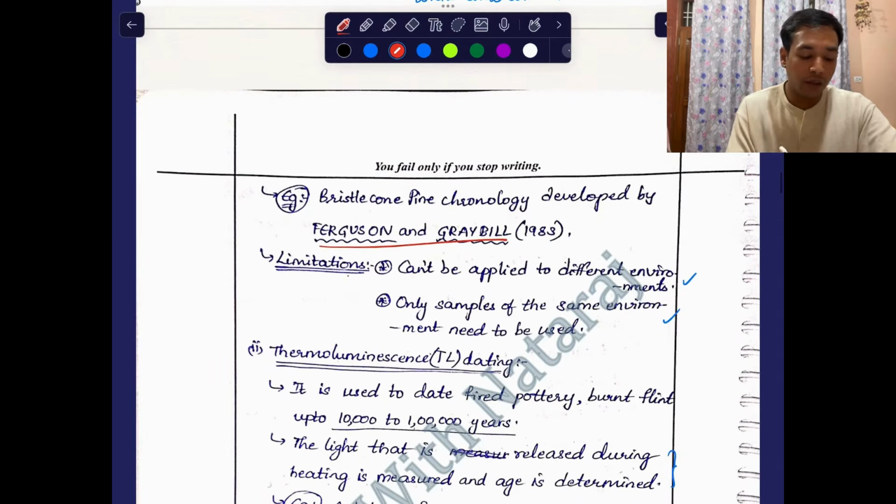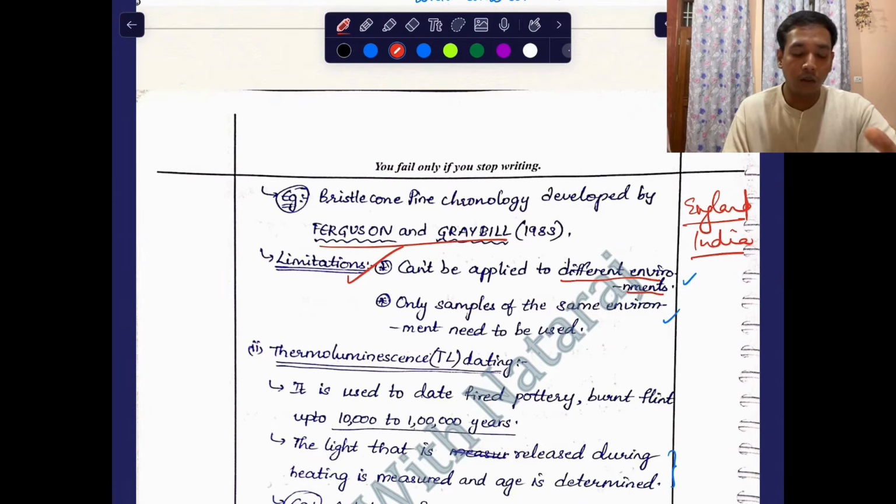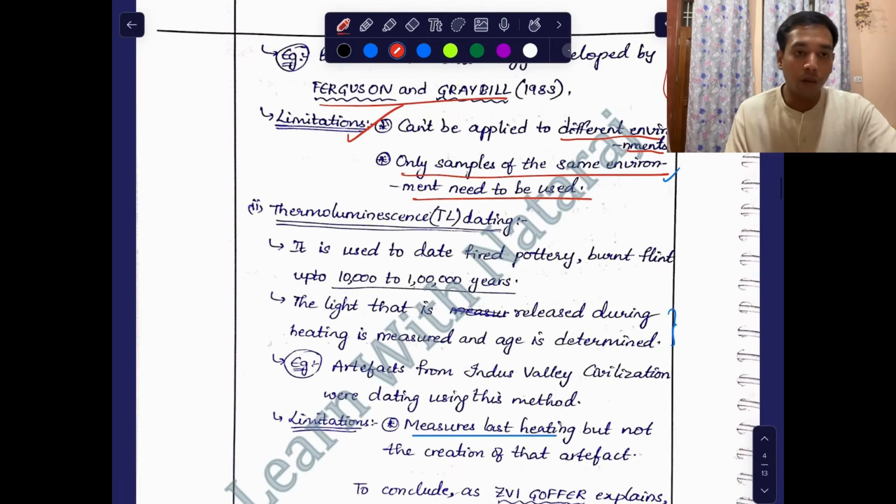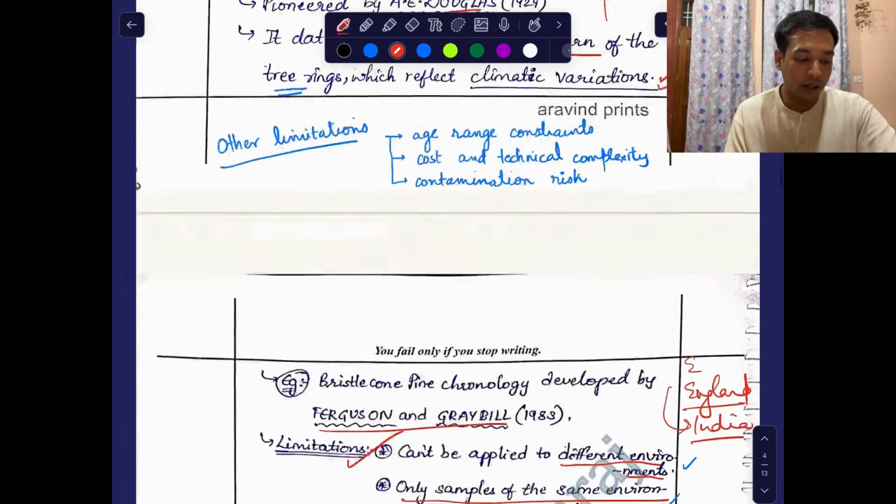So what are the limitations of it? It can't be applied to different environments. For example, England's temperature was different, European countries' and India's climatic pattern would have been different. So we can't really apply the same thing from Europe to India. Dendrochronology differs because climatic patterns were different. It can be applied only to samples of the same environment. Other limitations as well. Let's take one more non-radiometric dating method.